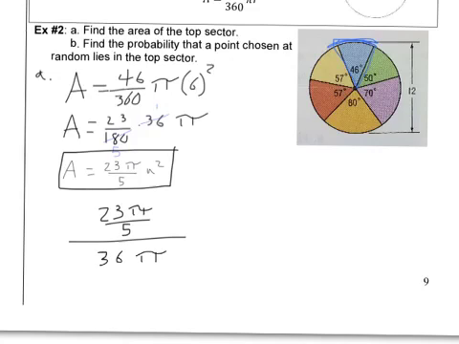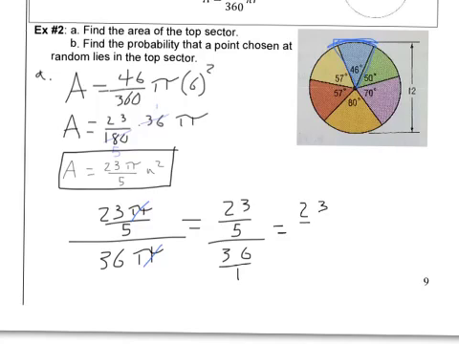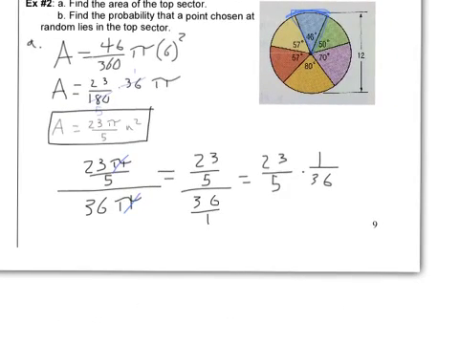And you should see right away that these pi units are going to cancel out. And so you really just have, let me fix that real quick. That's a 23. So 23 fifths divided by 36. And you can kind of think of this as 36 over 1. So you could write this as 23 fifths times 1/36. And 5 times 36 is 180, so we get 23 out of 180.